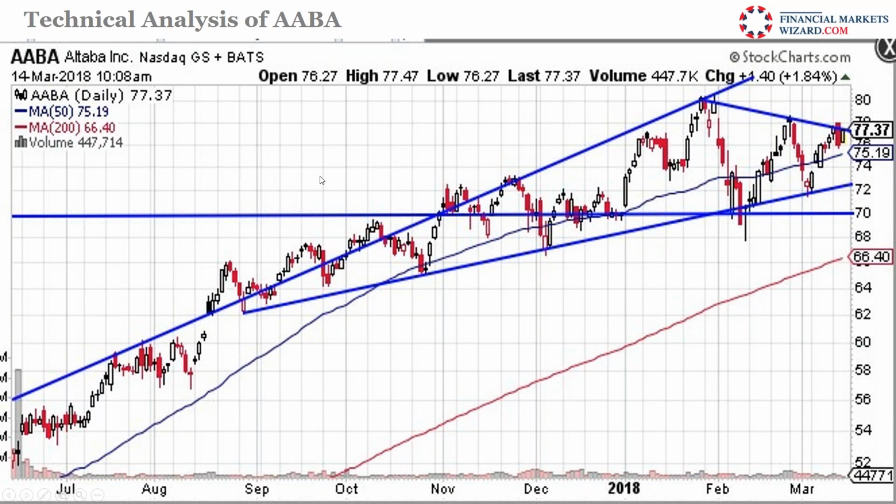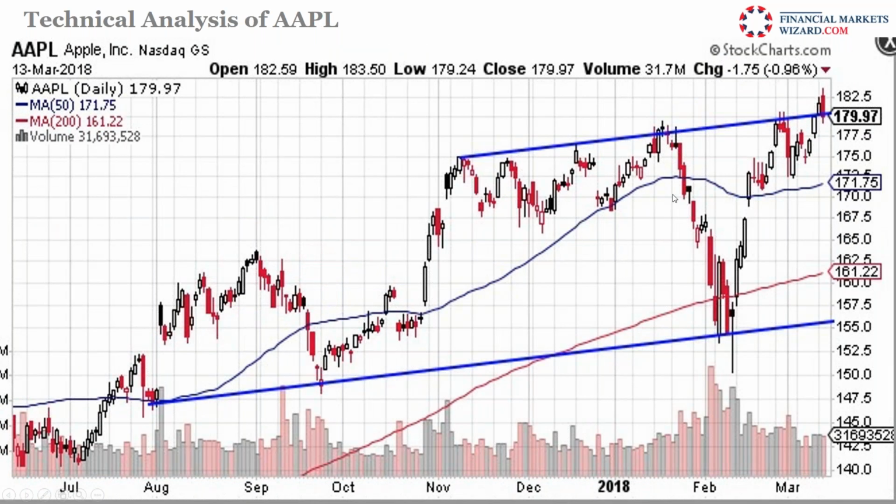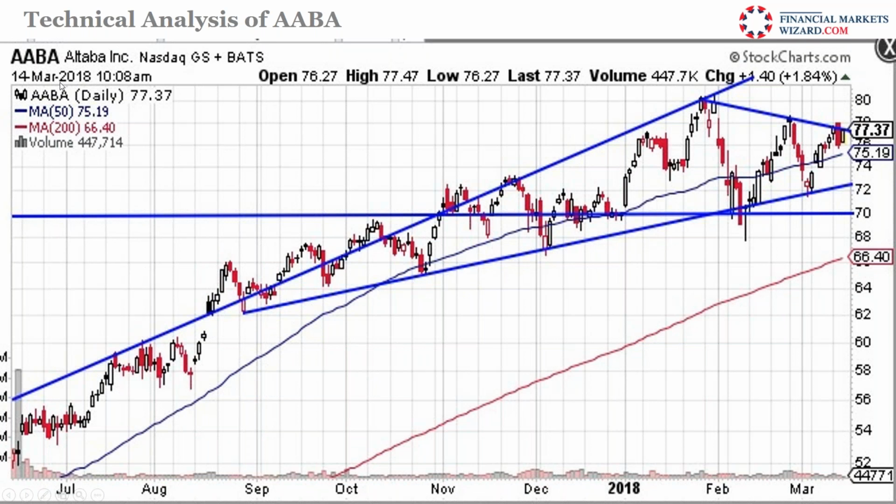So AAPL, when I took the chart, it's 10:08 a.m. This is what I saw. It's hitting the resistance level. It's trying to move up and it's hitting the resistance. And I don't know what happened next, but you can look at AAPL. I took it on 14 March. So if it's breaking this line, it's telling you that it wants to go up, especially since it's just sitting above the 50-day moving average.